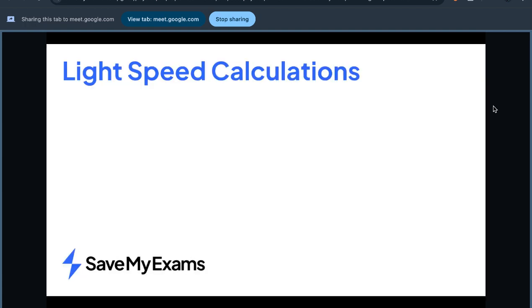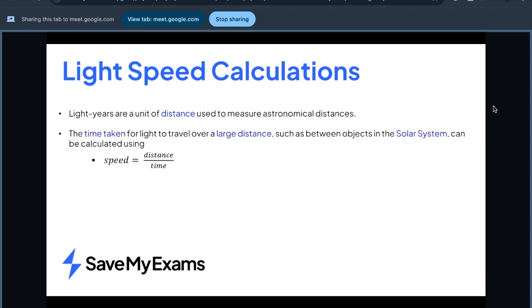In summary, astronomers use light years as a unit of distance between interstellar objects. The familiar equation speed equals distance over time can be used in calculations involving light in the solar system. This uses the fact that the speed of light has a constant value of 3 times 10 to the 8 meters per second everywhere in the universe.